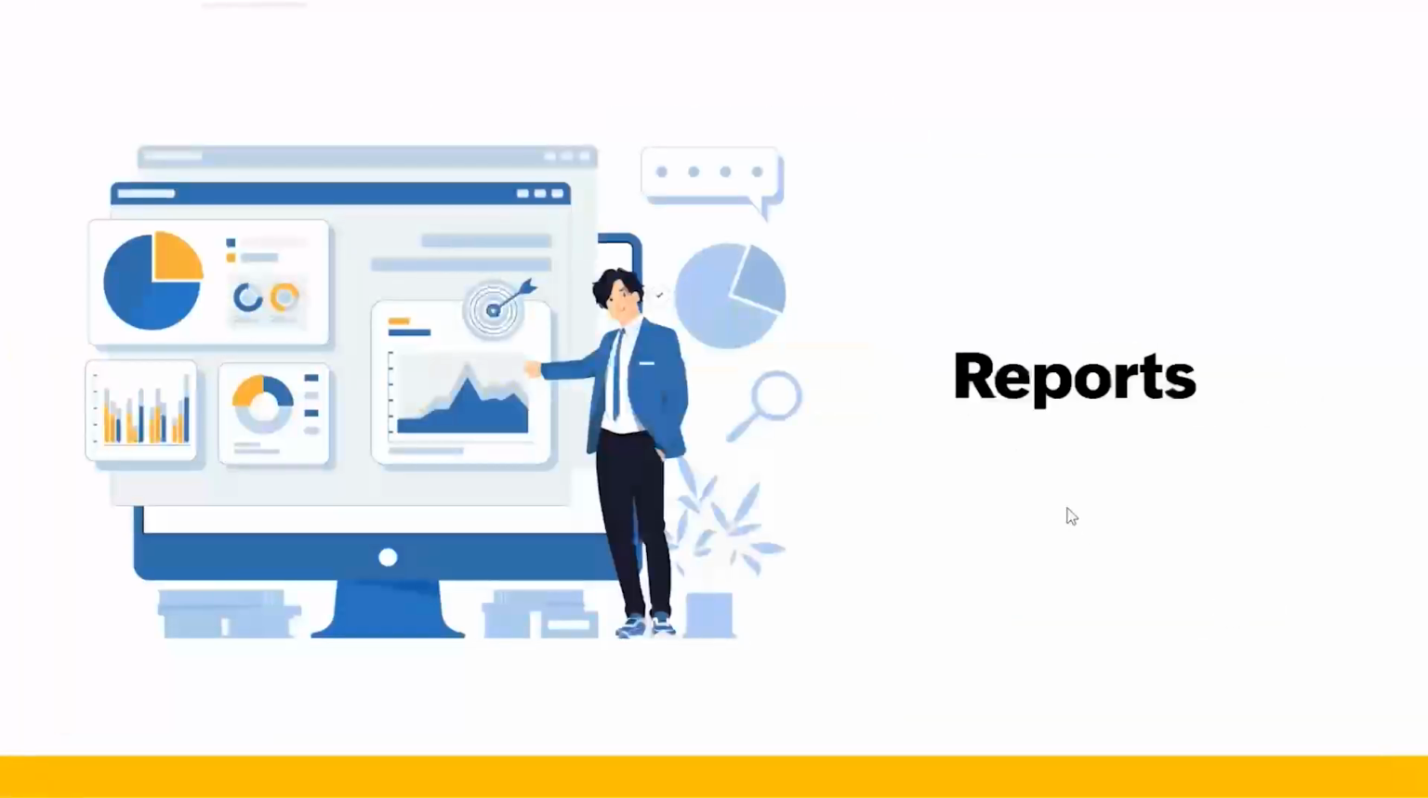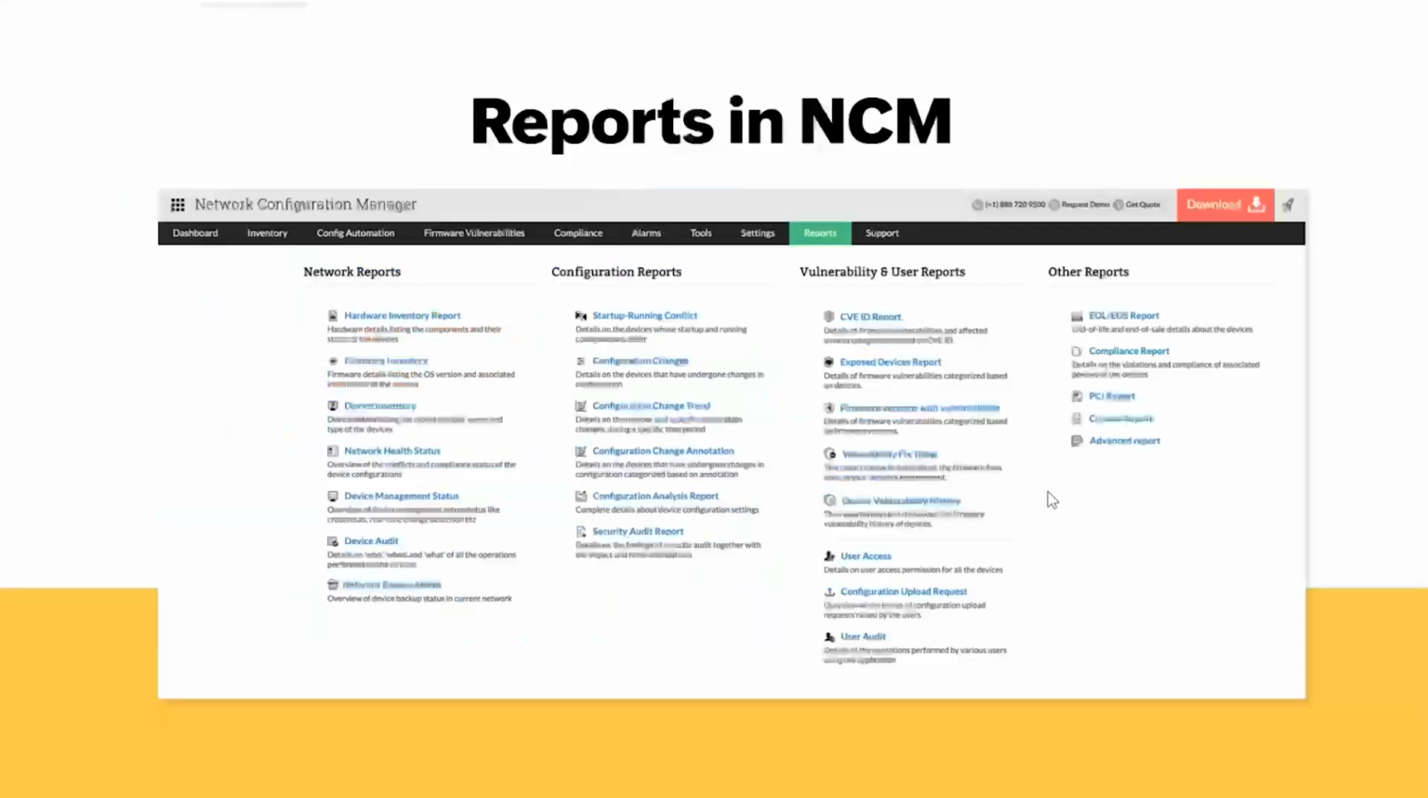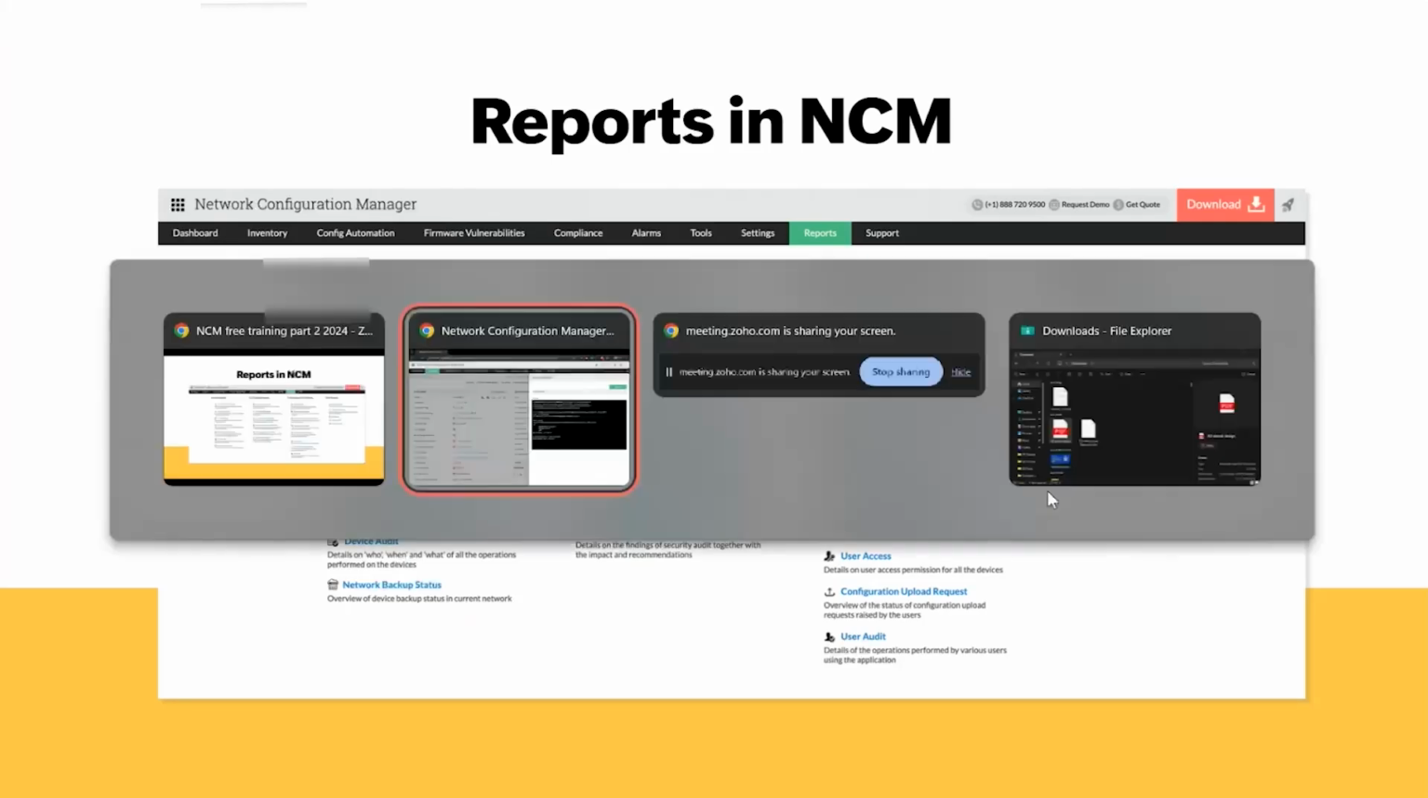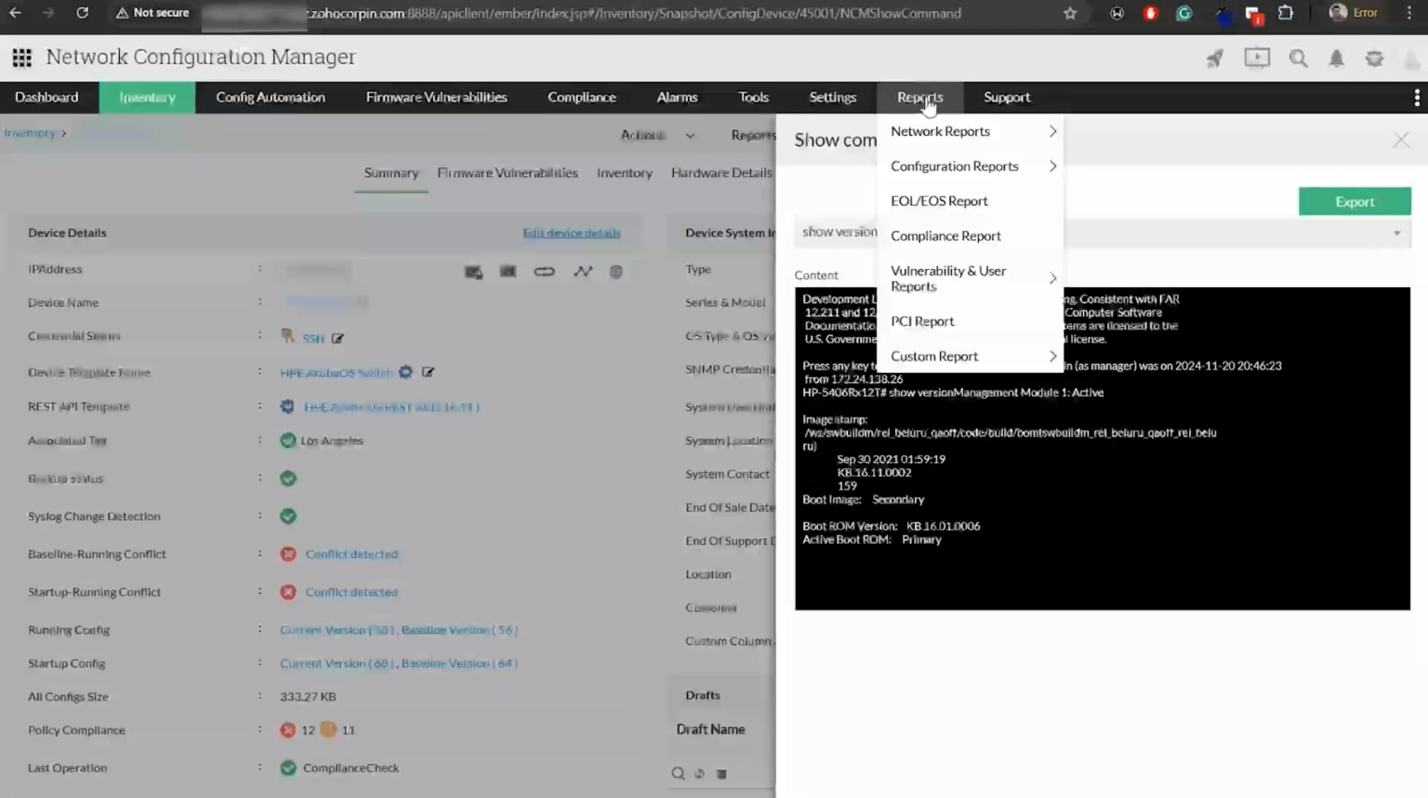Now let's talk about reports. So Network Configuration Manager provides various types of reports for auditing purposes, such as network reports, configuration reports, vulnerability reports, user reports, and more. So let me show you what that looks like in the UI. So we have a reports tab here. Just click on it.